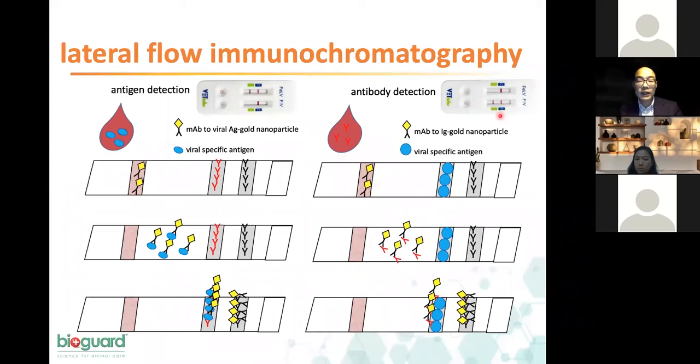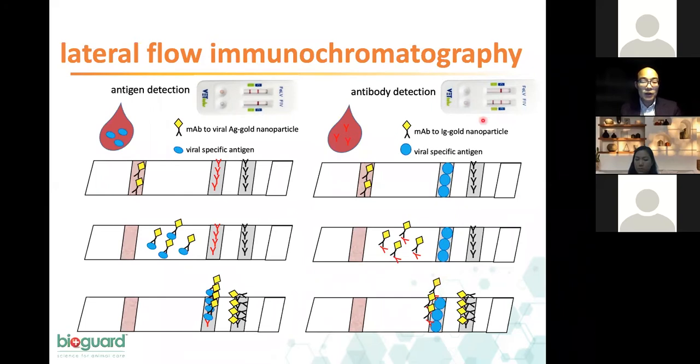You can detect the readout by whether it's one line or two red lines. But there are also disadvantages of the lateral flow immunochromatography. Firstly, if the sample is hemolyzed, the hemolytic background, the red background, can interfere with the readout when the molecule that you want to detect is not dense enough.